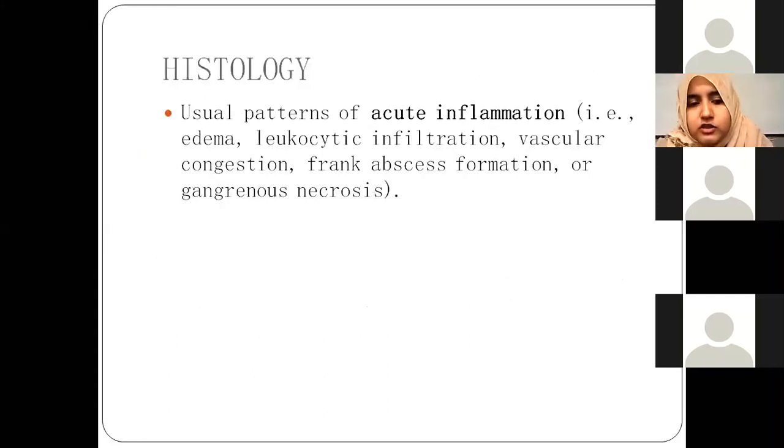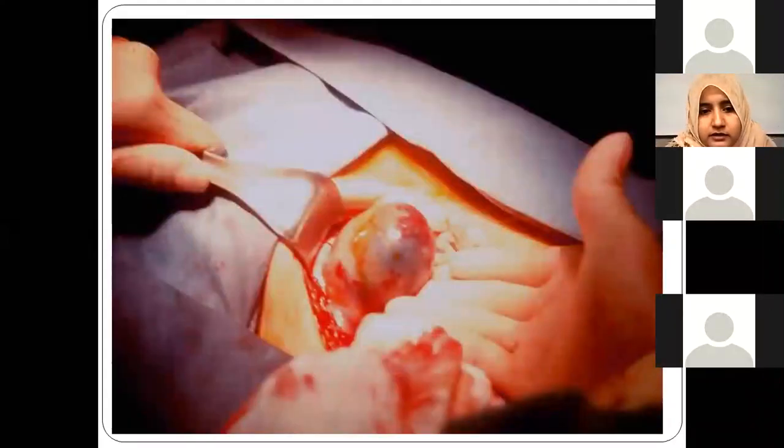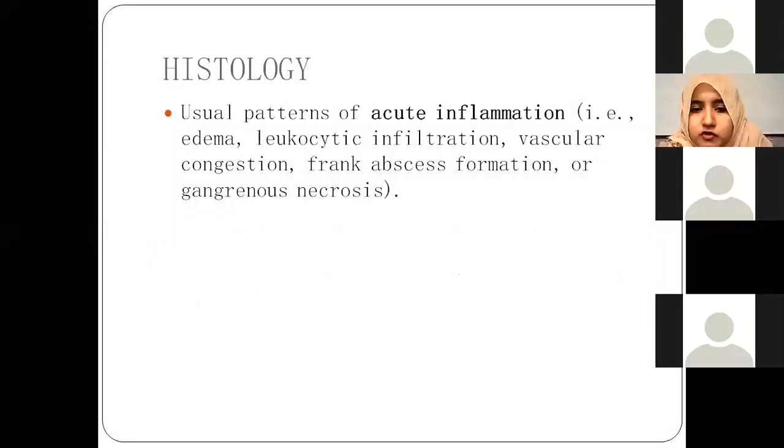Now the histology. You have seen this picture on the table. Now you have sent the specimen for histology. The usual pattern, if it is an acute inflammation and acute cholecystitis, we are talking about the acute cholecystitis only. We are not even talking about the gallstones. So what does a gallbladder wall look like on histology? The usual pattern of acute inflammation, that is edema, leukocytic infiltration, vascular congestion, frank abscess formation, and gangrenous necrosis could happen. So all these signs of inflammation, all 5 signs of inflammation, you would see in an acute inflammatory type of cholecystitis, acute cholecystitis. There is nothing special, nothing new in it.